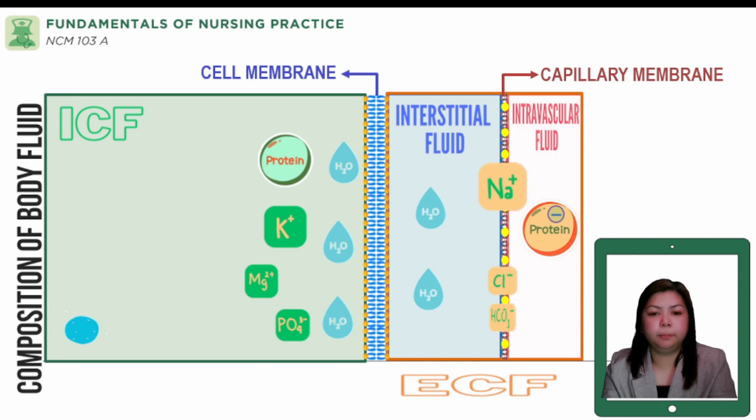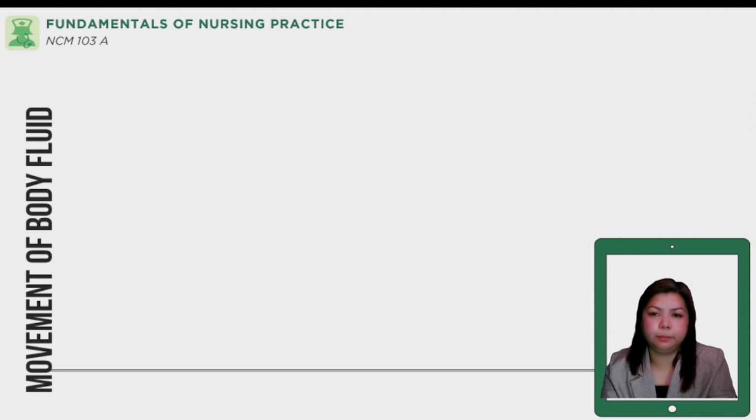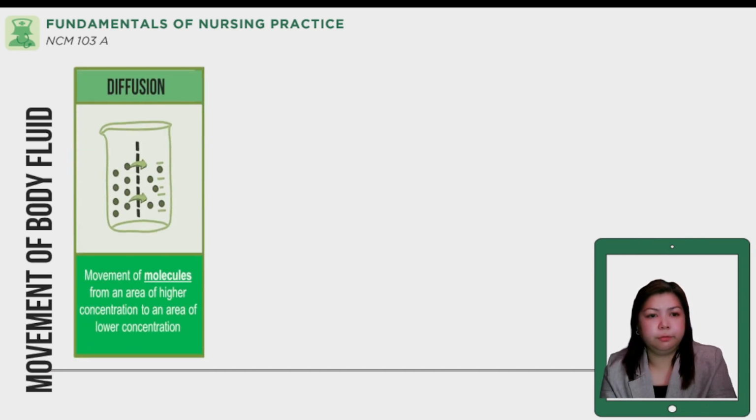Now let's talk about the movement of body fluid. There are various mechanisms involved in regulating and maintaining the balance of body fluids within our body. The first movement of body fluid, as we all know, is diffusion. Diffusion is the movement of molecules from an area of higher concentration to an area of lower concentration. This process occurs naturally in liquids and gases and doesn't require energy input. It's like when you spray a perfume and eventually you can smell it all throughout the room because the perfume molecules have spread evenly out.